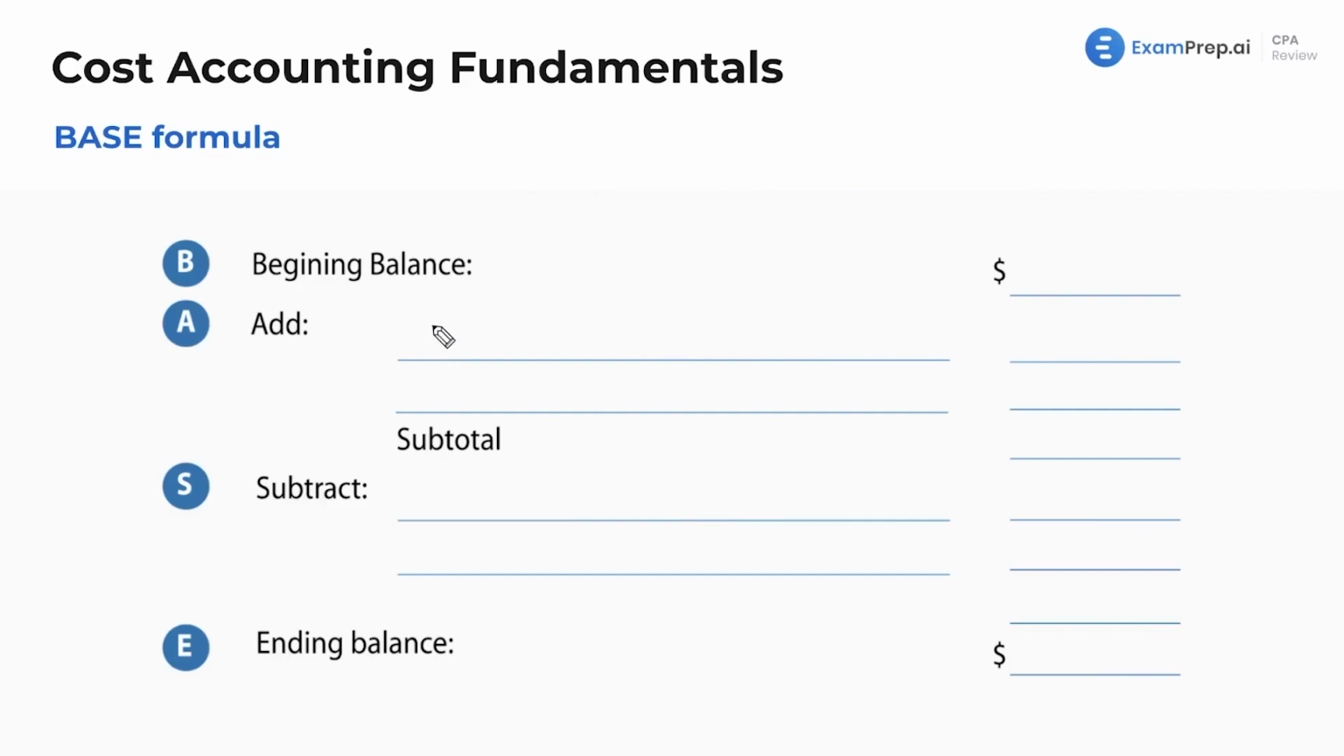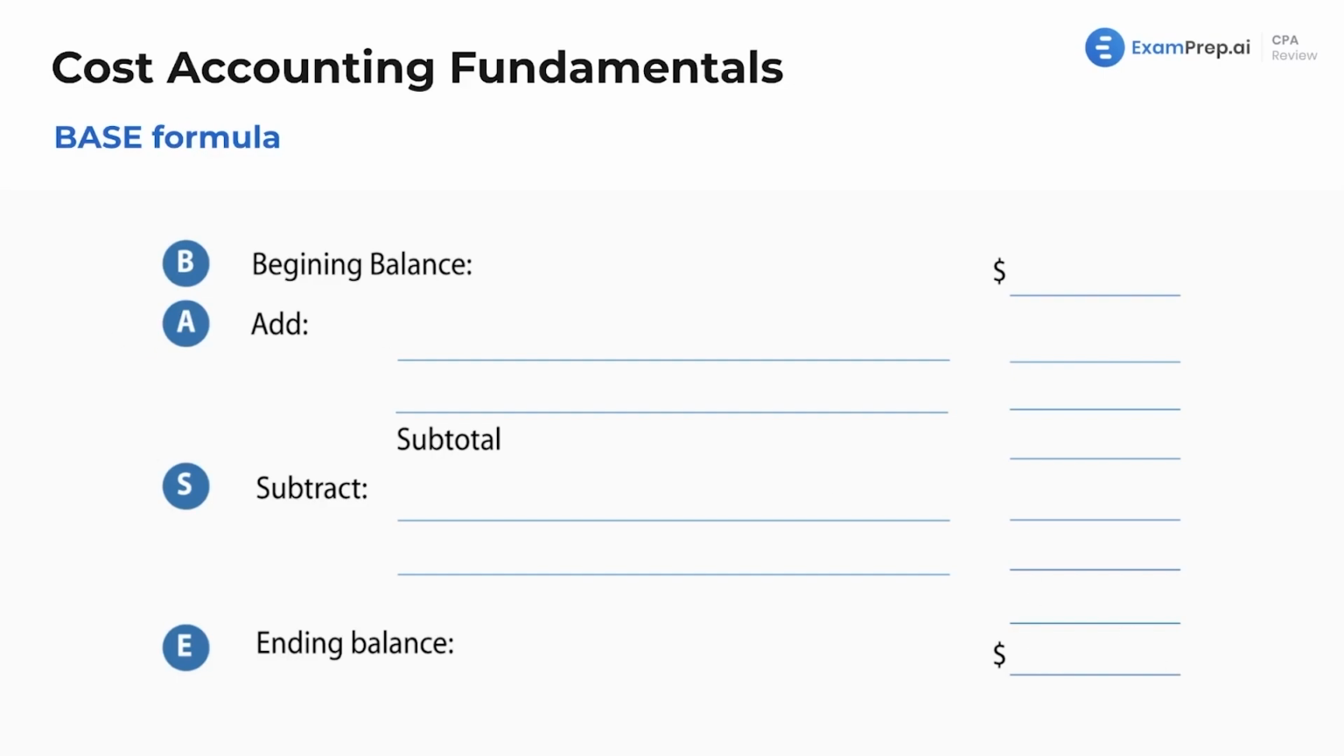And base formula, you could use this for anything. Anything where there's a beginning and ending balance. Most simple example is your bank account, right? You have a beginning bank balance. Hopefully it's super high. I hope you have a lot of money in your account. Add would be deposits. Subtract would be withdrawals. Ending balance would be whatever's left.